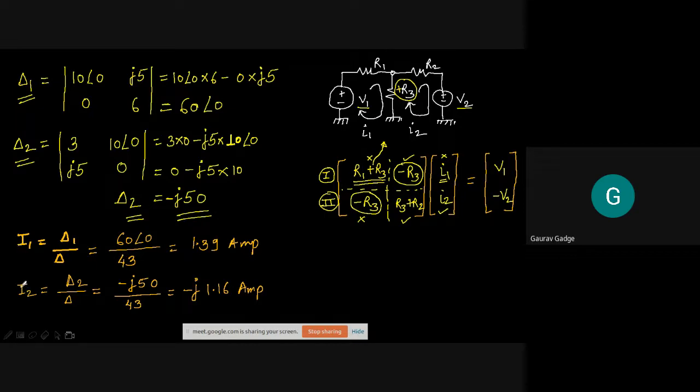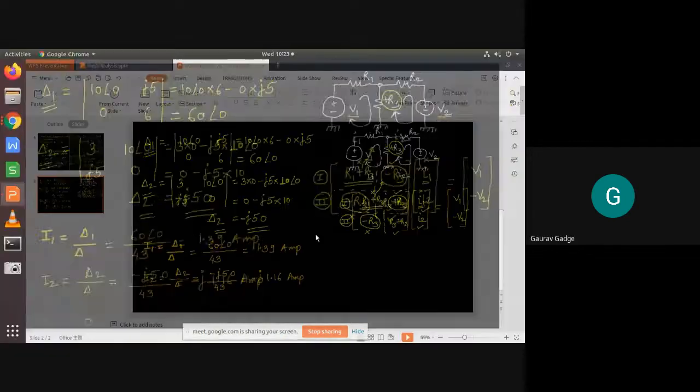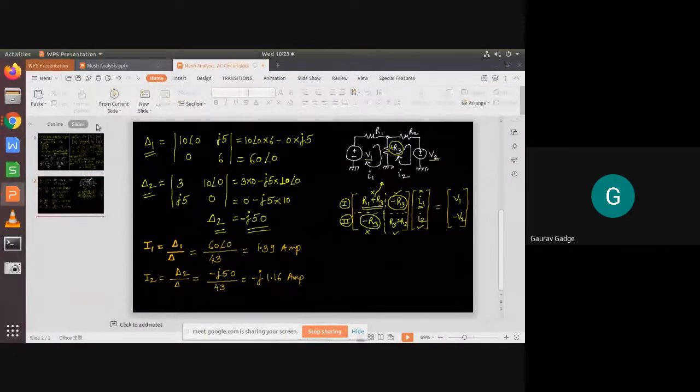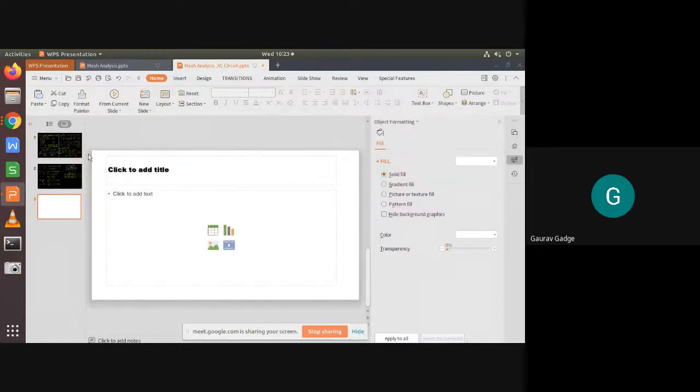But what we have to find out? We have to find out the power consumed. So what equation did we write for power consumed? Here I am adding one more slide, because we have to complete the class. So here I have taken a new slide. Fine.